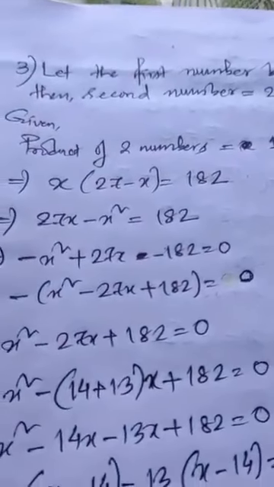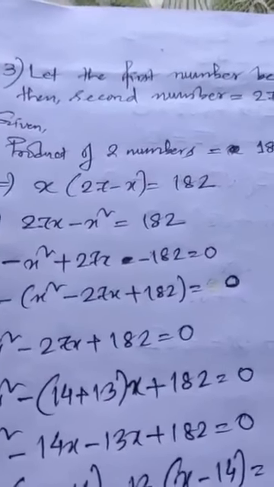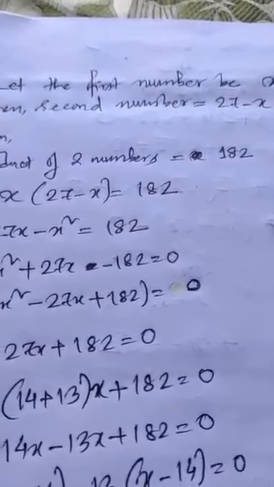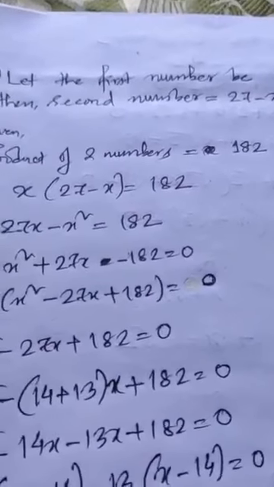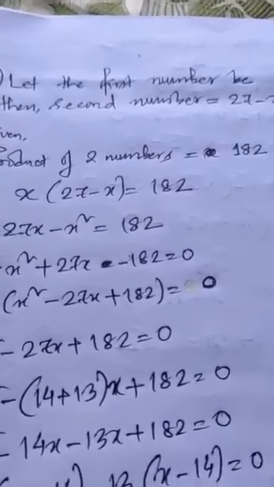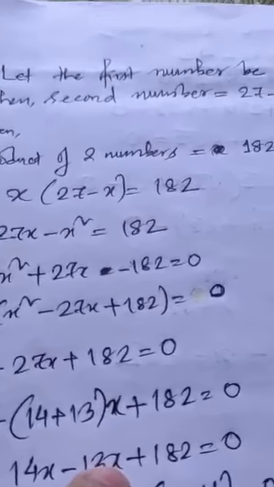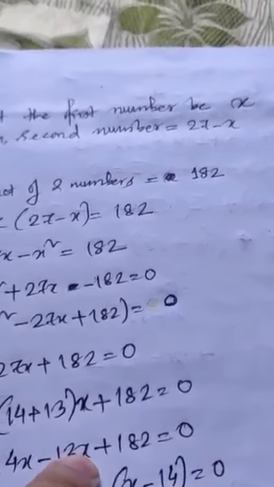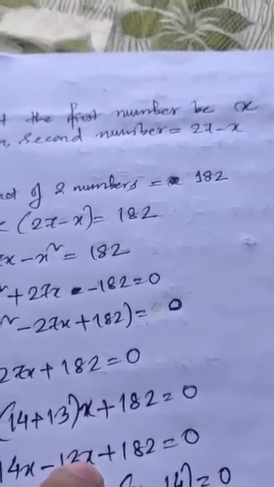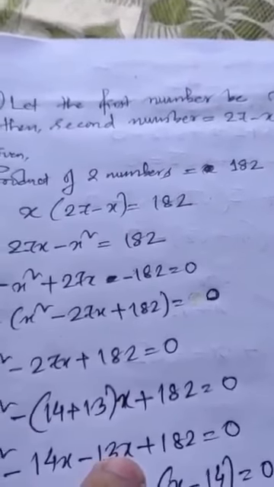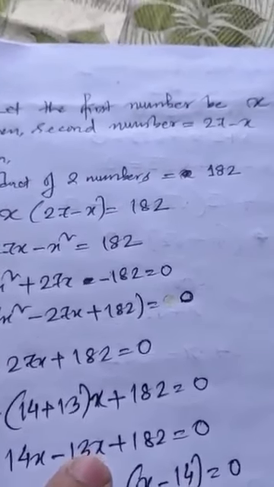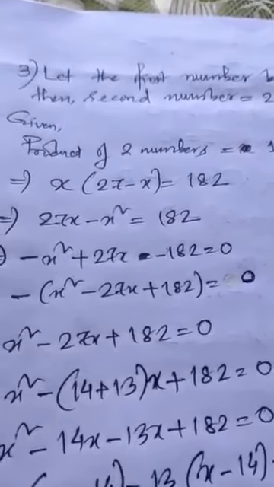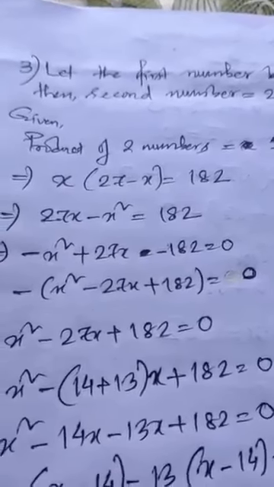What did they say? They said product of two numbers is 182. Okay, product of two numbers is 182. And what are our two numbers? No, we don't have any particular number like 15 and 20, 30 and 40. No, we don't have any number like this. We were considering them. So first number was x, second number is 27 minus x. So product of two numbers means product of x and 27 minus x. And 182, that's the value. So if we multiply this, if we expand this, we are getting 27x minus x square equal to 182.